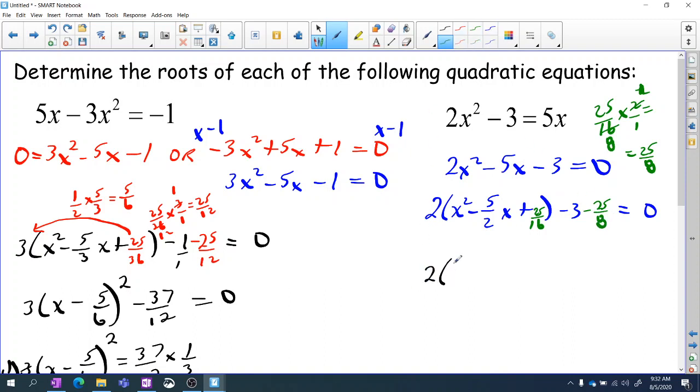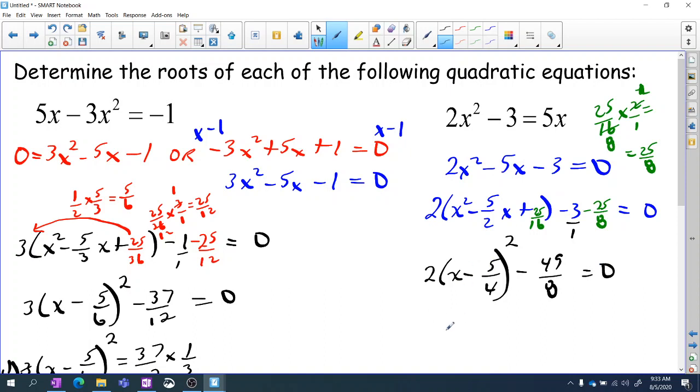All right, 2, square root of the first, sign from the middle, square root of that. This one's going to be 5, or square root of your third term, 5 over 4, all squared. Okay, some fraction work, 3 over 1. This one's over 8, so common denominator, I would want this to be an 8, which means I'd have to multiply the numerator by 8. -24 over 8 minus 25 over 8, that's a -49 over 8 equals 0.